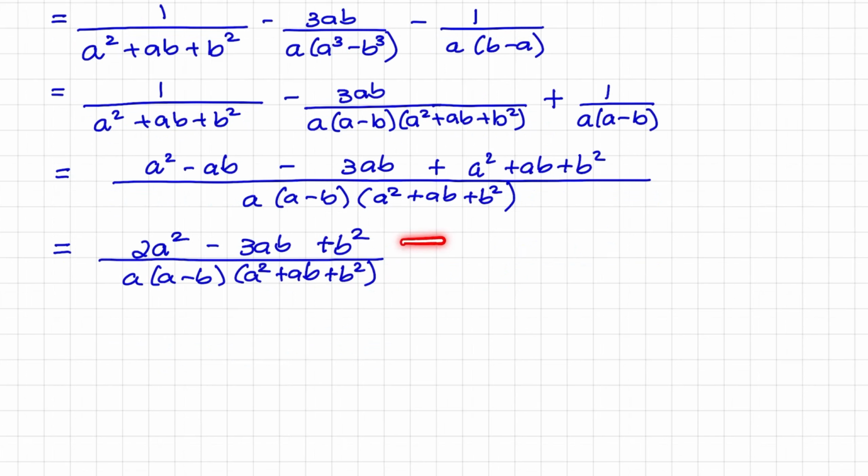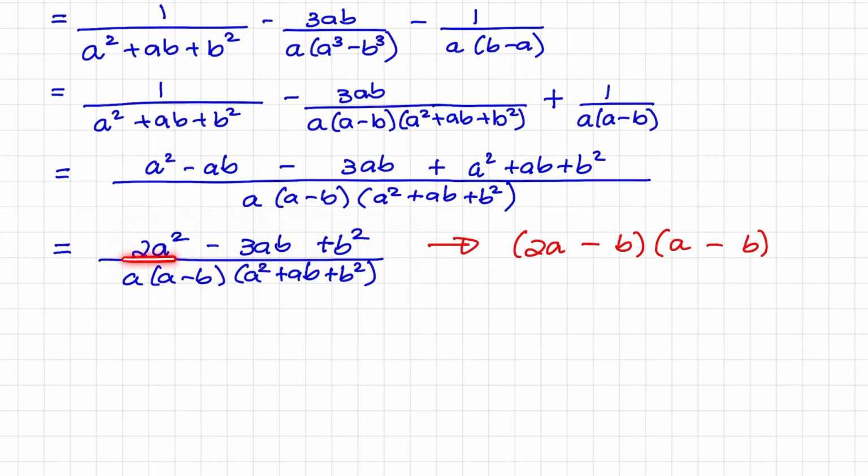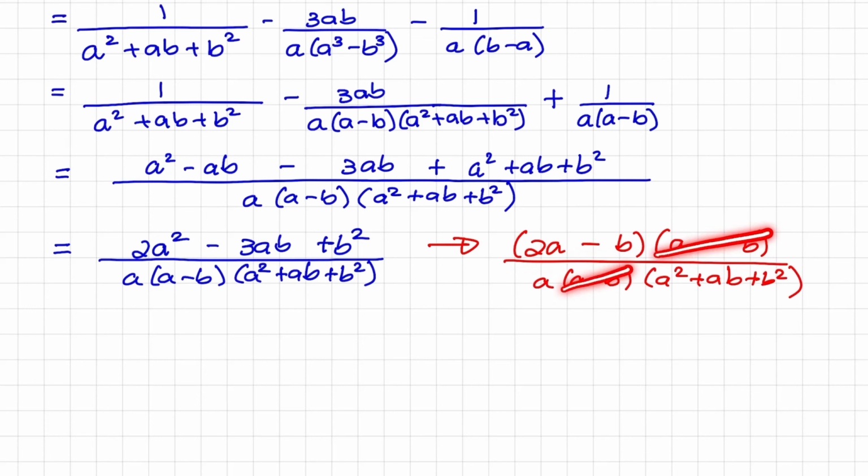And before I leave my answer like this, let me first check if I can factorize in the numerator again. So if I factorize in the numerator, I have a trinomial which leads to 2a minus b times a minus b. And if I compare that to the denominator, I see that the brackets of a minus b would cancel one another out. So therefore my final answer would be 2a minus b over a times a squared plus ab plus b squared.